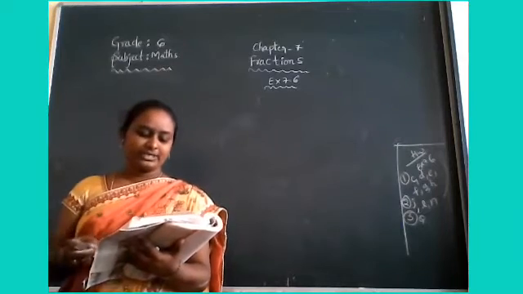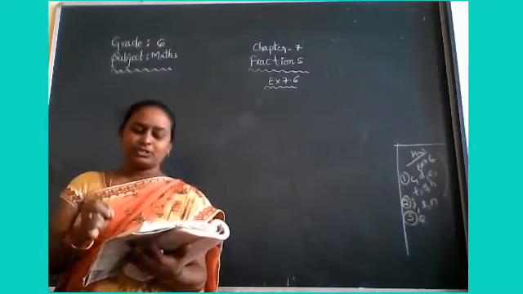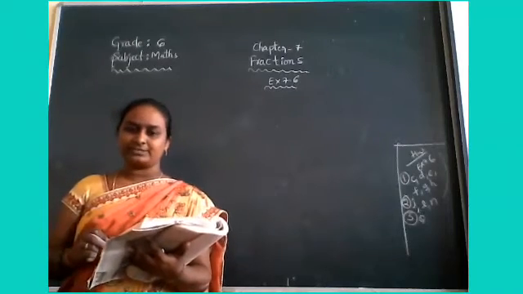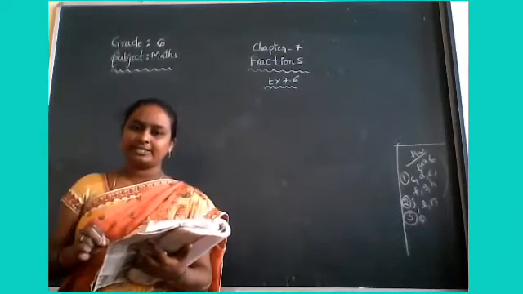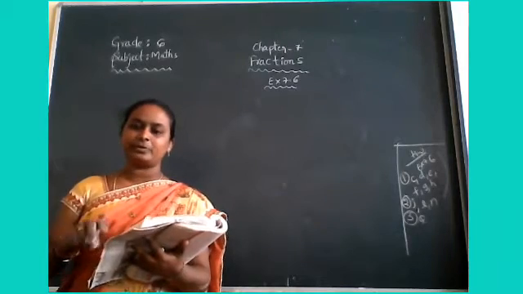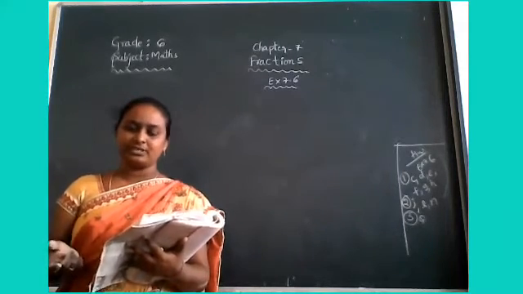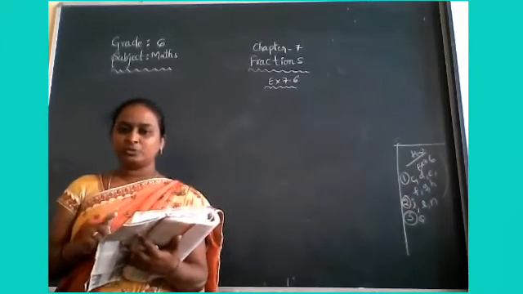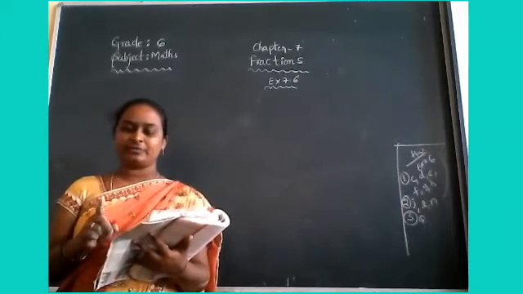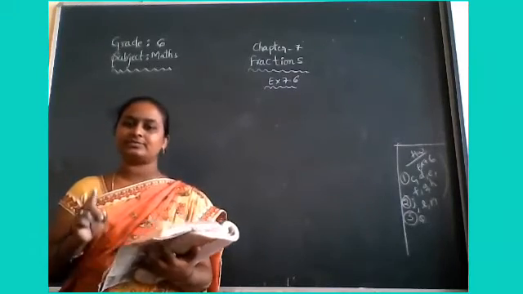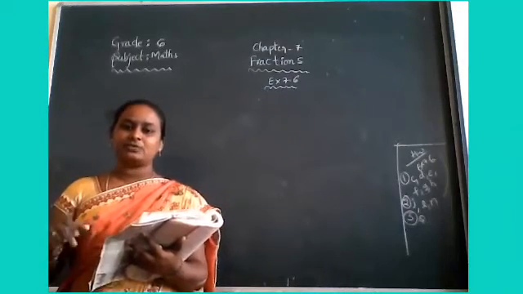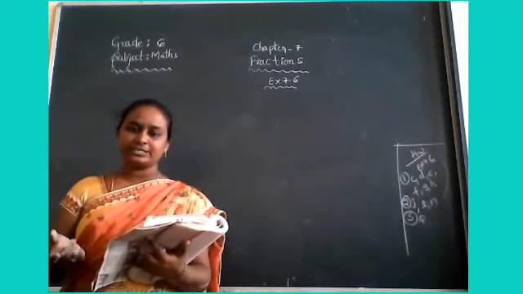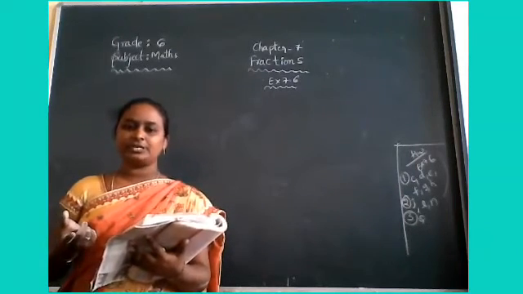So actually here the total length of the wire is 7 by 8 meters. 7 by 8 meters length of wire broken into two pieces. Among the two pieces, the length of one part is 1 by 4 meter. So what is the remaining part? Here you have to do the subtraction.